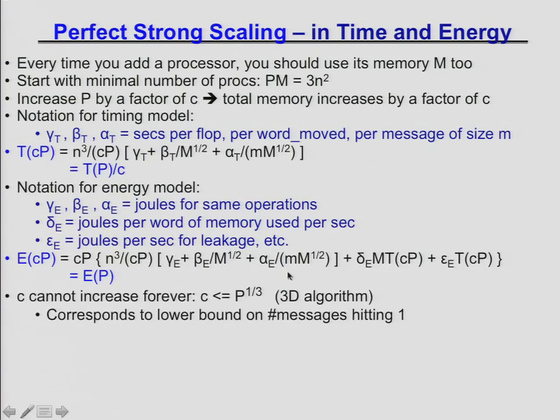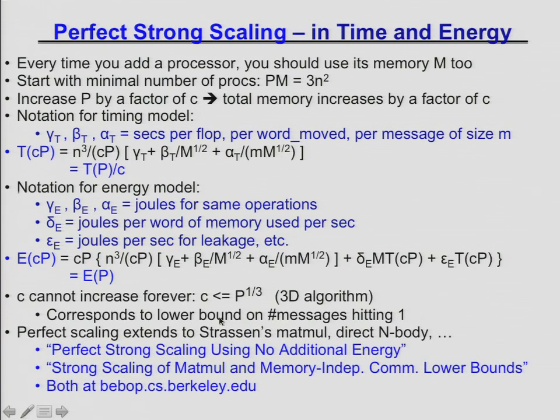And so that's the limit. It also is true, and I won't do all the details now, that this idea of perfect scaling, that the time decreases proportional to the number of processors and the energy is constant, applies to a whole bunch of other algorithms too. It applies to Strassen's matrix multiply. I'll talk about Strassen in a moment. It applies to the direct n-body algorithm.